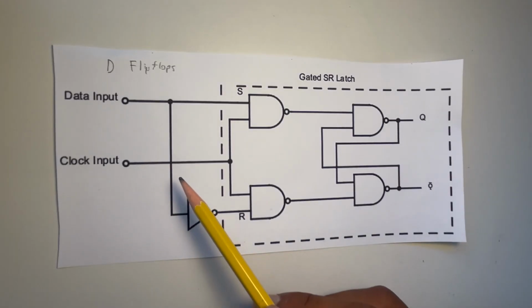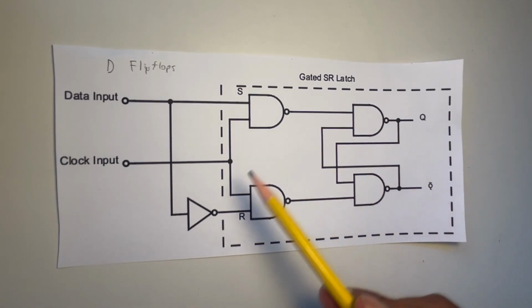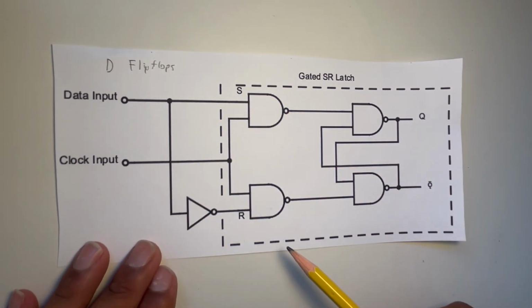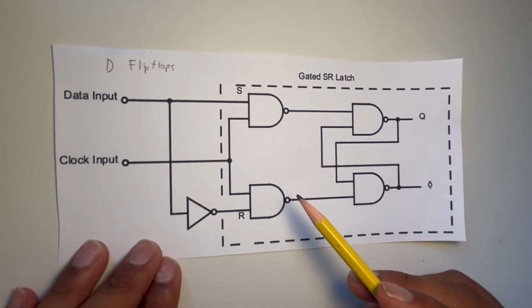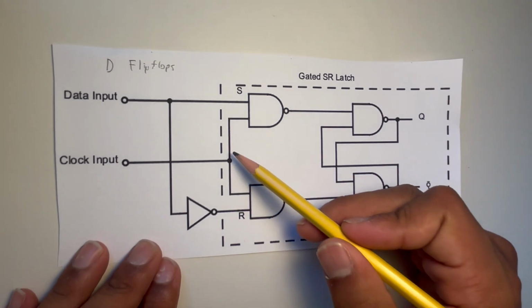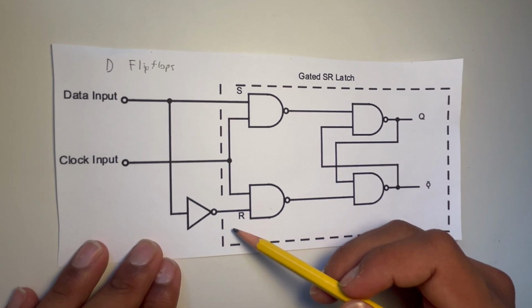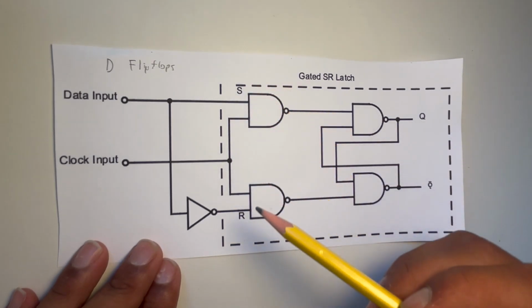From the schematic of the D flip-flop, we can see that it's really just a gated SR latch with an inverter between the 2 inputs, S and R. A gated SR latch is simply a regular SR latch with the ability to be enabled through this pin here, which in this case is the clock input. In a regular SR latch, there are 2 data inputs, S and R.